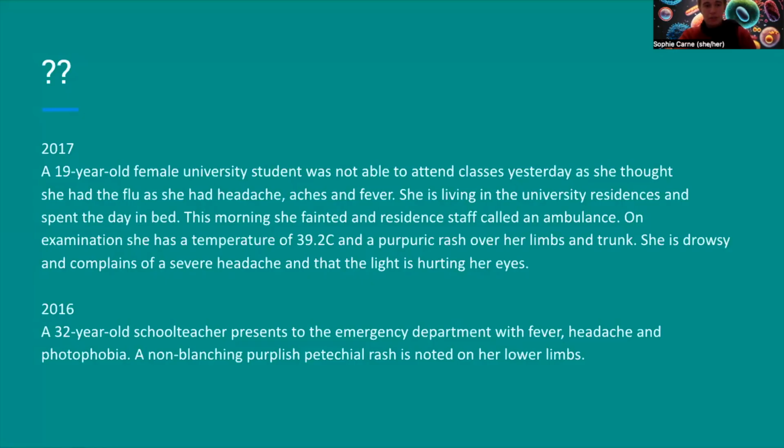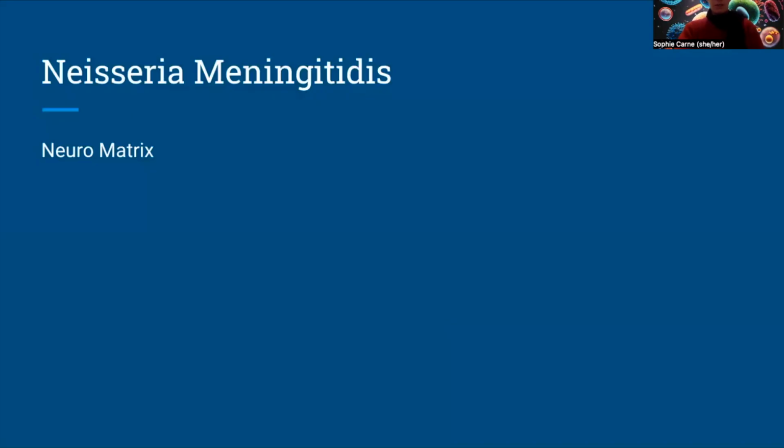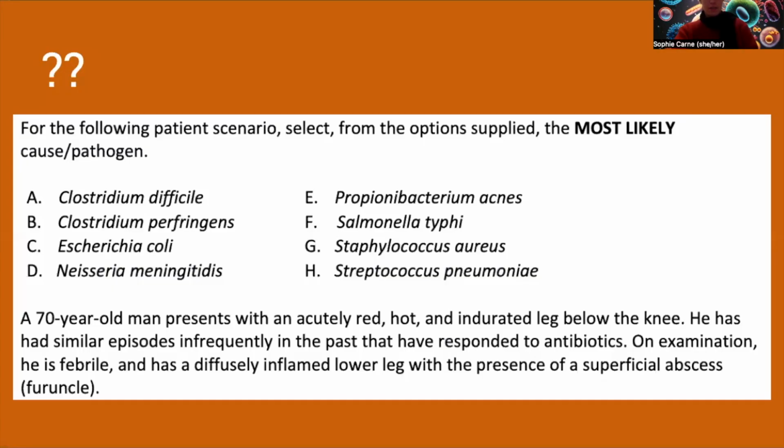So next question, 2017 exam. University student. Severe headache. Non-blanching petechial rash, all very characteristic of meningitis, which is actually on the neurology matrix, so we will not cover it today. Next question.